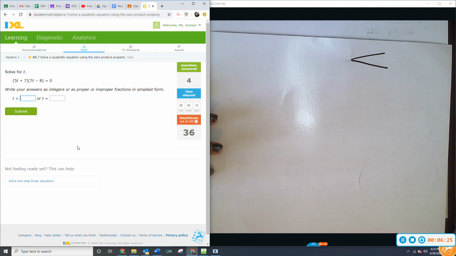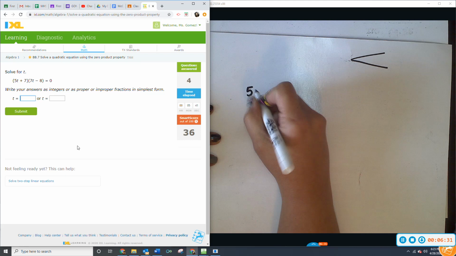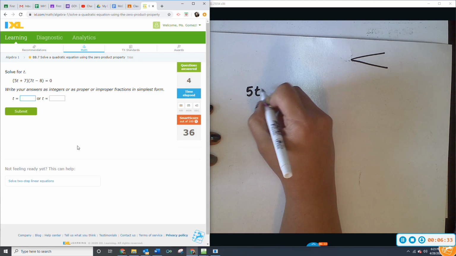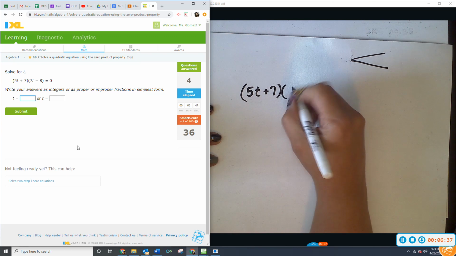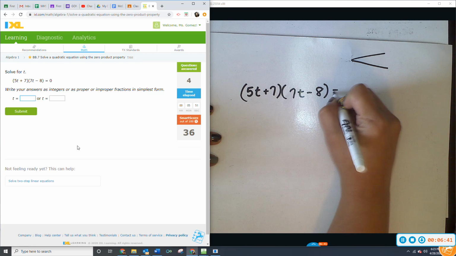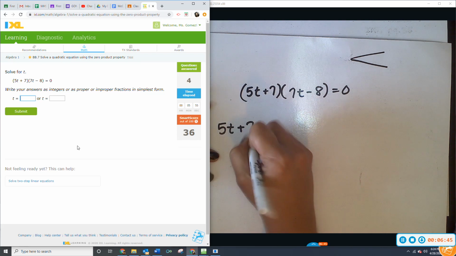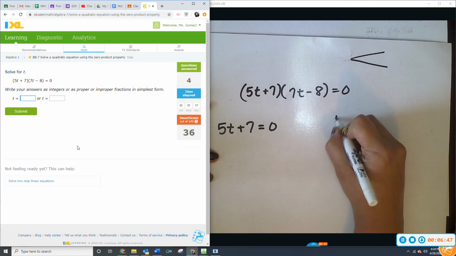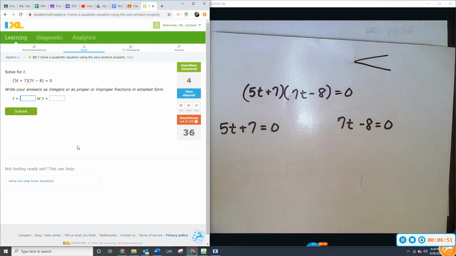Now here, it's not always the case, so you really want to be careful with these, because this time I have a coefficient in front of my variables, so I'm going to write this one all out. The second factor is 7t minus 8 is equal to 0. All right. 5t plus 7 is equal to 0, and 7t minus 8 is equal to 0. I don't mind using a little bit of color here.